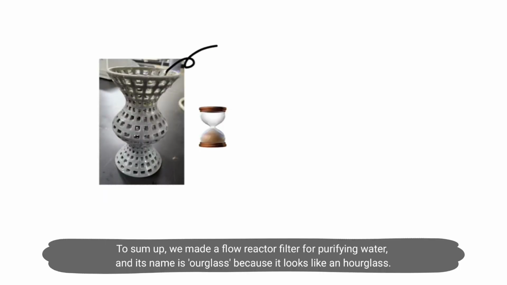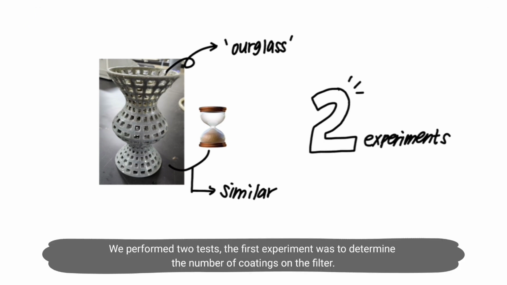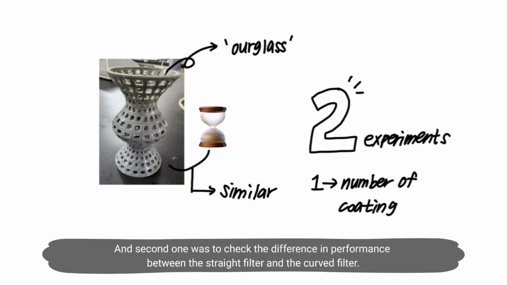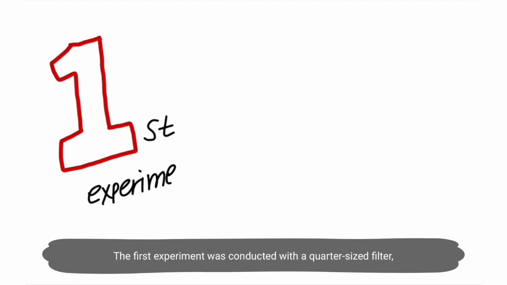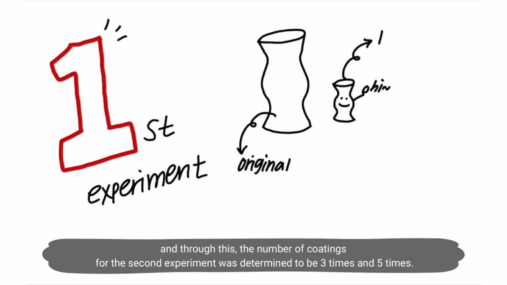To sum up, we made a flow reactor filter for purifying water and its name is OURglass because it looks like an hourglass. We performed 2 tasks. The first experiment was to determine the number of coatings on the filter. And the second one was to check the difference in performance between the straight filter and the curved filter. The first experiment was conducted with a quarter-size filter and showed us the number of coatings for the second experiment was determined to be 3 times and 5 times.